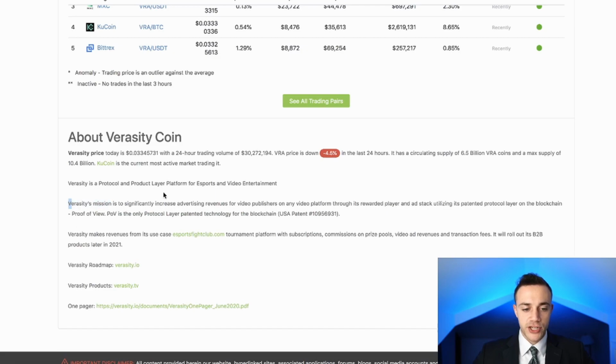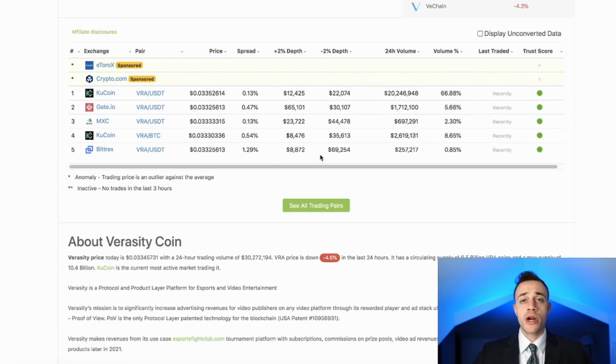So Verasity's mission is to significantly increase advertising revenues for video publishers on any video platform through its rewarded player and ad stack utilizing its patented protocol layer on the blockchain, Proof of View. So Proof of View is the only protocol layer patented technology for the blockchain. It is a US patent. They are working to get their global worldwide patent as we speak.